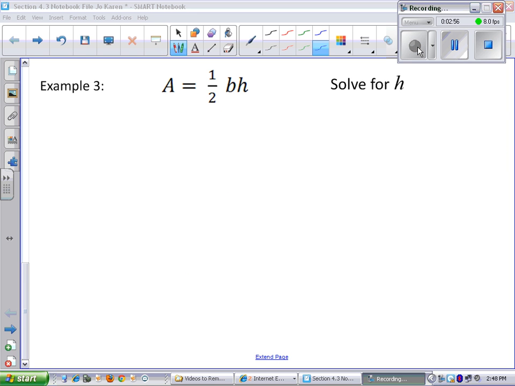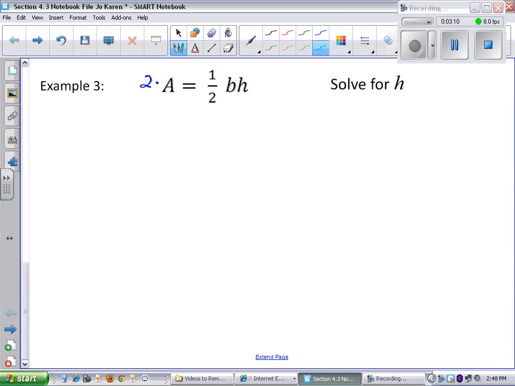Example 3. A is equal to 1/2 the base times the height. This is the formula for the area of a triangle. I want to get rid of the fraction first by multiplying both sides by 2, multiplying the left side by 2, and then multiplying the right side by 2. Multiplying the left side by 2, 2 times A gives me 2A. On the right side, the 2's will cancel, and 1 times BH will equal BH.